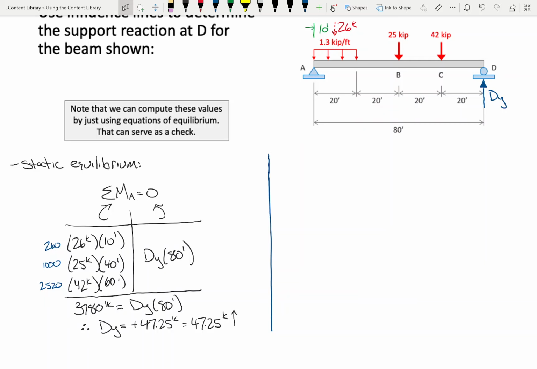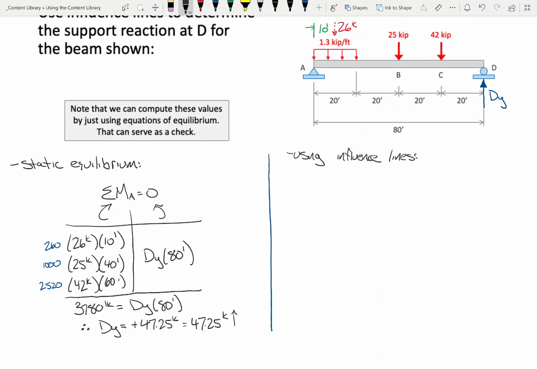Now, I propose that we can solve this using influence lines. Let me show you how this works. So how do we do that? What are we trying to compute? What was the goal here? Dy. So can somebody tell me, what does the influence line for Dy look like? Move Dy up 1, and then it's just a straight line down to Ay at 0. Like that, exactly right.